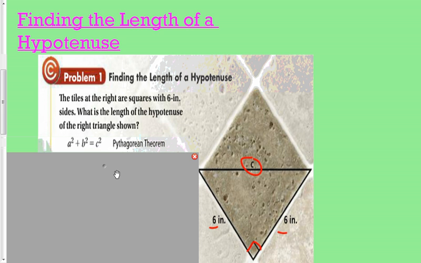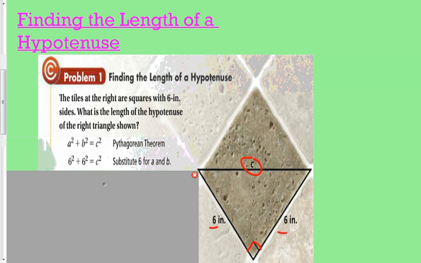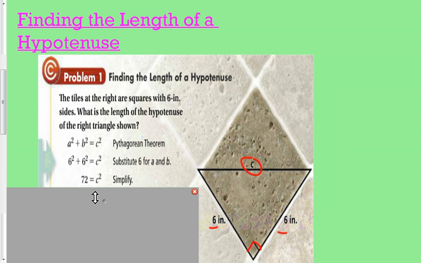What we have is two legs, so we can plug in for a and b. So we have 6 squared plus 6 squared equals c squared. We substituted in for a and b. Now we're going to simplify. 6 squared is 36, and 6 squared is 36, so we add those two together. We get 72 is equal to c squared.